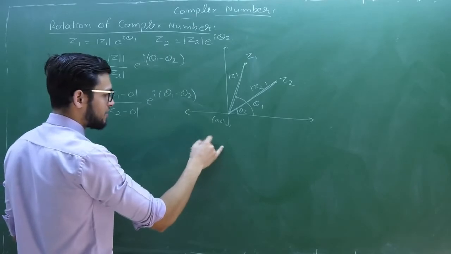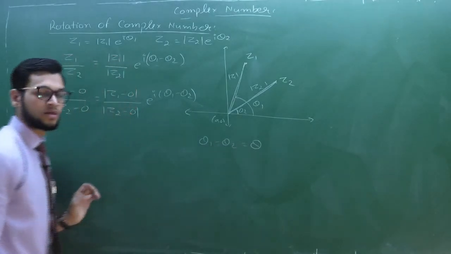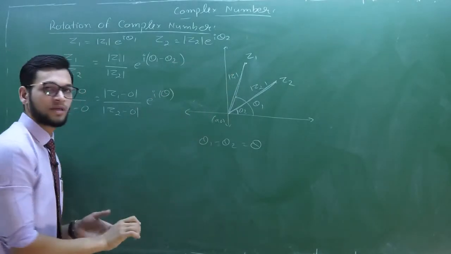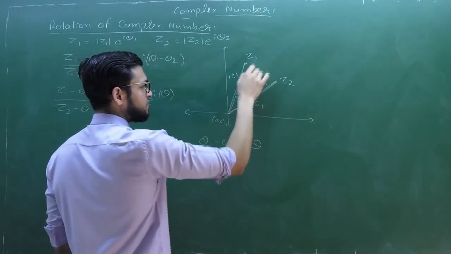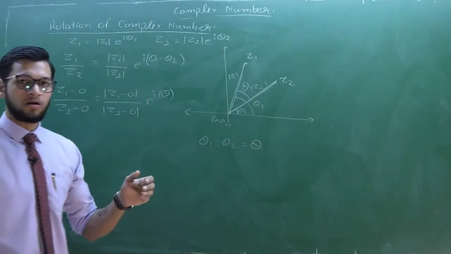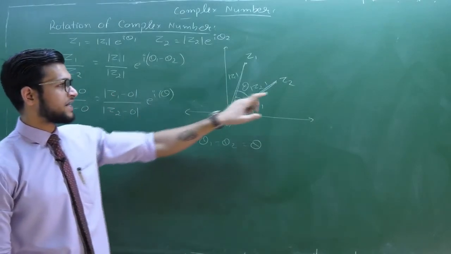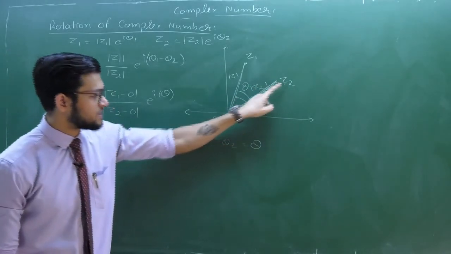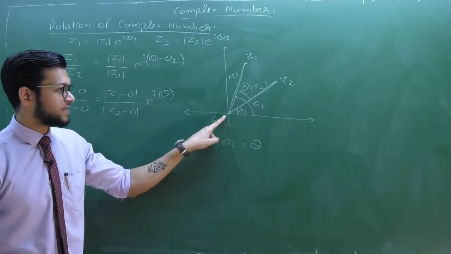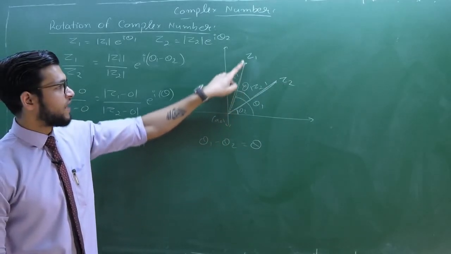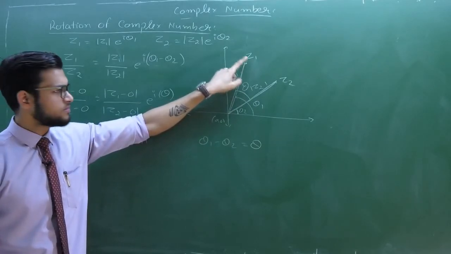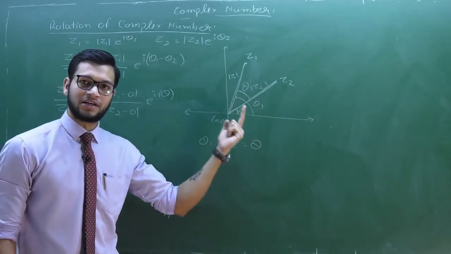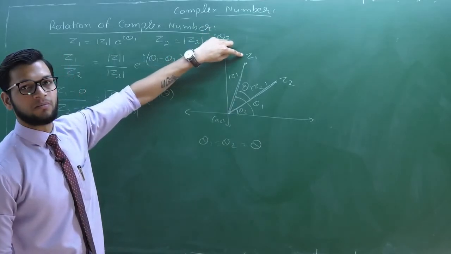Let's consider theta 1 minus theta 2 as theta. So we can also write this term as e to the power iota theta. It means the angle between these two will definitely equal theta. Now we can conclude that if we rotate Z2 about the origin in anti-clockwise direction by theta angle, then the final complex number will be equal to Z1.